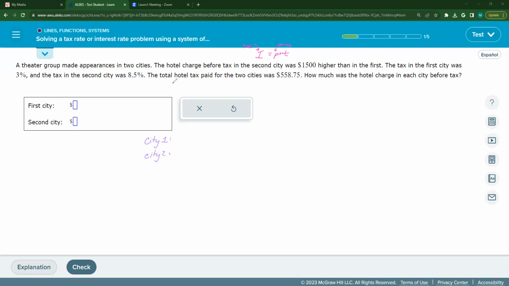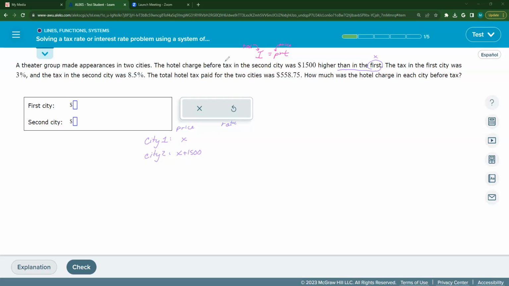Because I don't want to have to look at all the words. The hotel charges before tax in this second city was $1,500 higher than the first. So we've got a comparison. The first is this gets my X. So price is X, and the other one is 1,500 higher than. So X plus 1,500. Okay, rate.